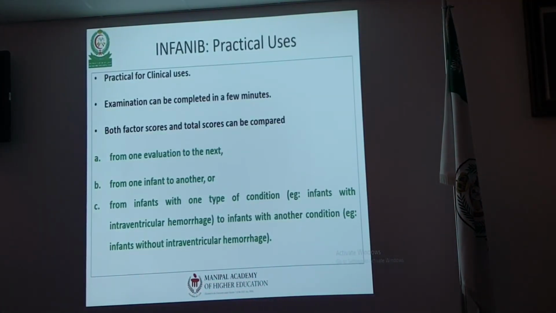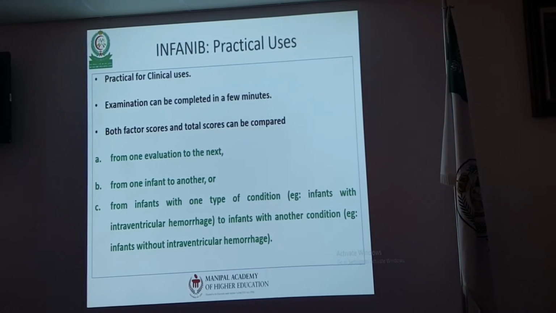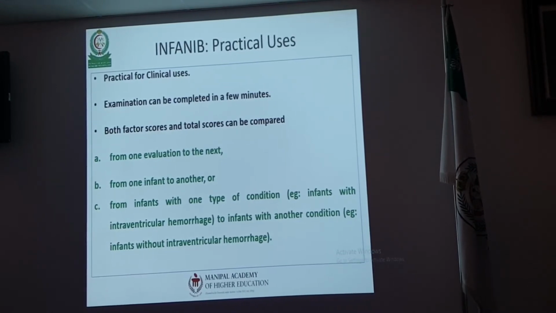Okay. So these factor and total scores you can compare from one evaluation to the next evaluation. You can compare one infant to another infant, and you can compare an infant of one type of condition, like a child who has got IVH, with a child of another condition who doesn't have IVH. So you can compare how they are all performing. Like that, comparison can be done across the factor score and across the total score. Is that clear?